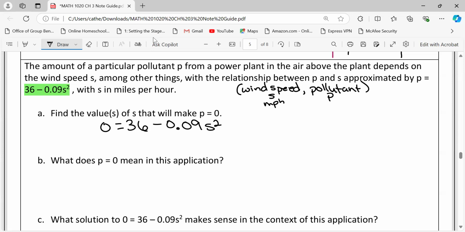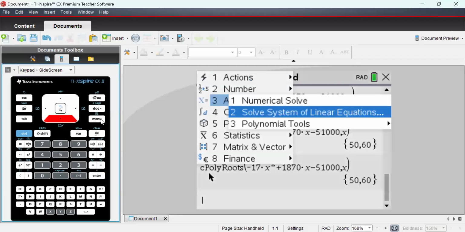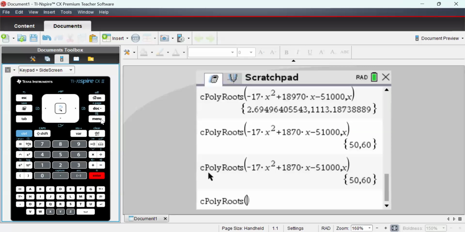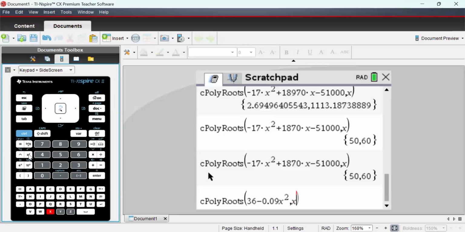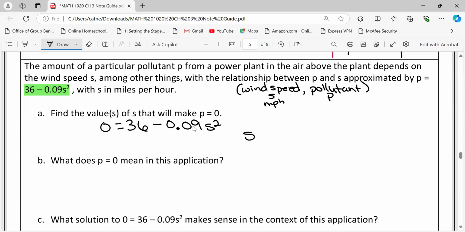Because there's a square on it, that means see polyroots. Numerical solve is for ones that don't have an exponent on it. Right? And I'm going to change mine to an X if you leave it as an S for comma S. So negative 20 and positive 20.